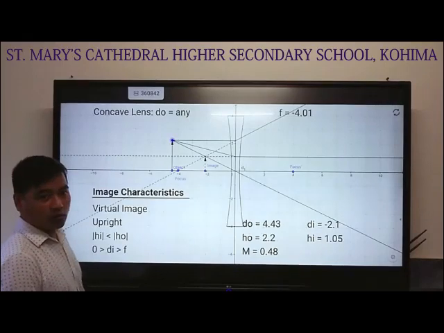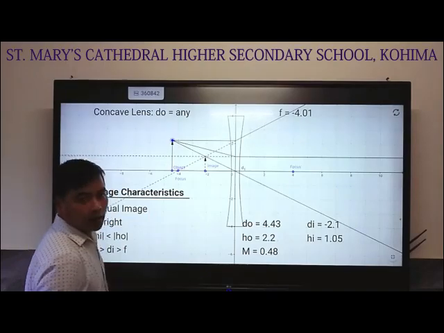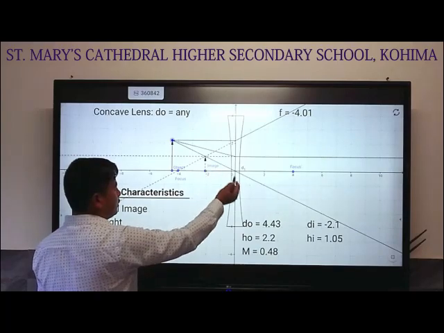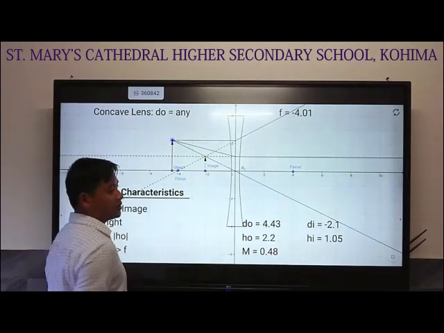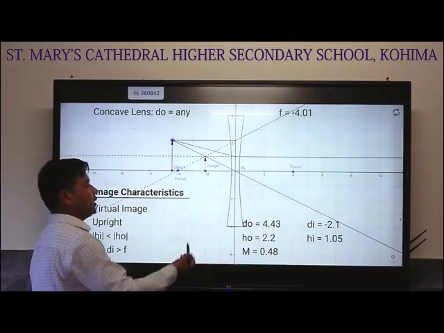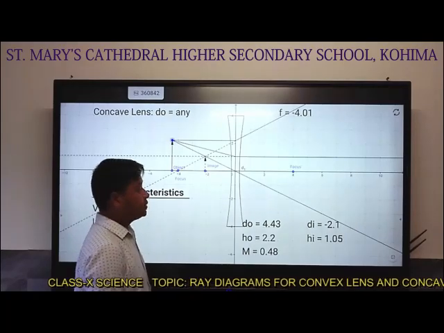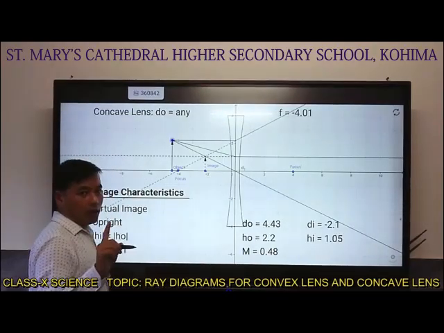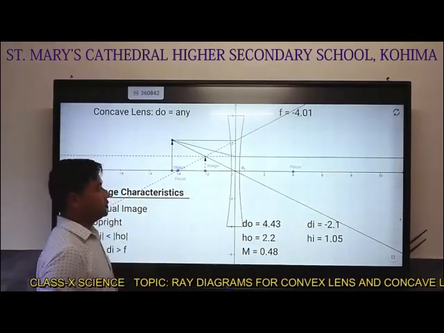In both cases, when the object is at infinity and when the object is between optical center and infinity, you get to see that an image is formed in front of the lens, that is, the concave lens. Then we see that the image is erect. So we conclude that this type of image is a virtual image, and a smaller image is formed, and the image always lies between the optical center and the focus. Thank you.